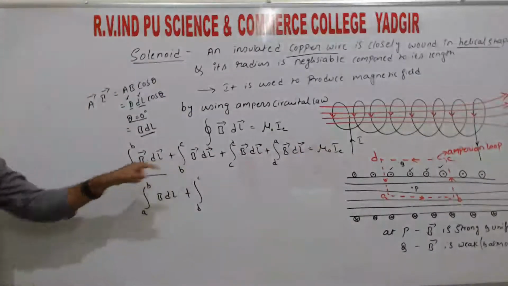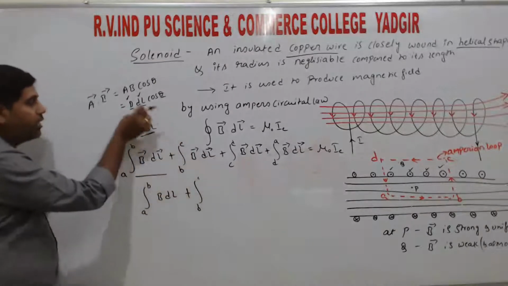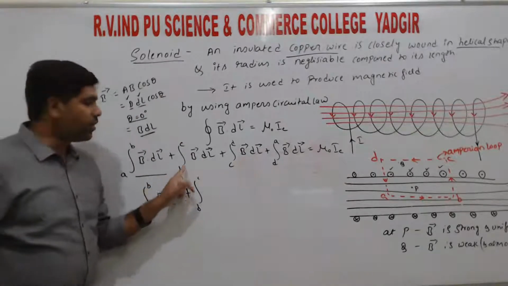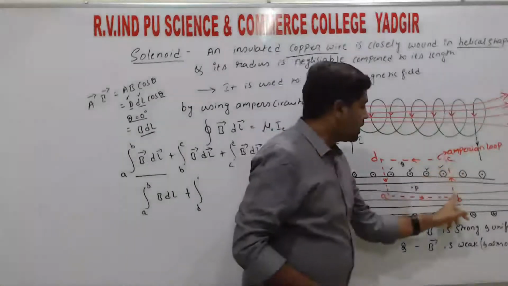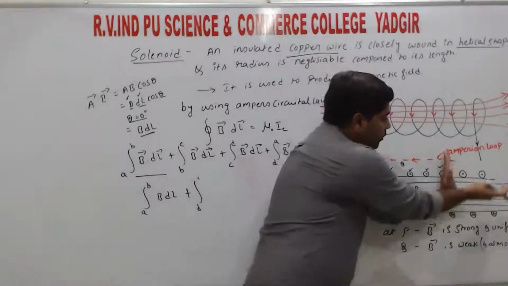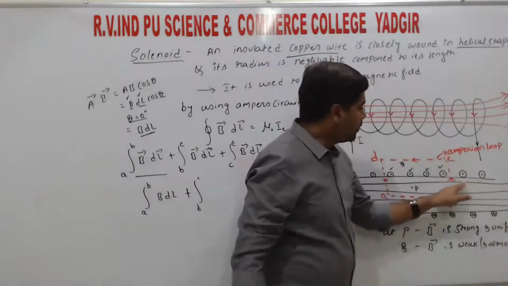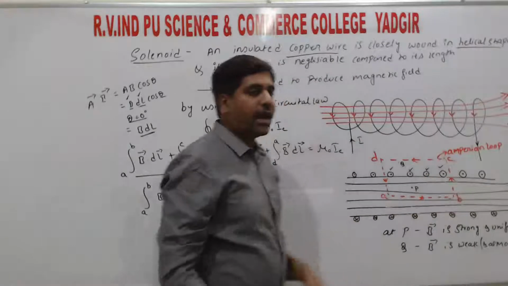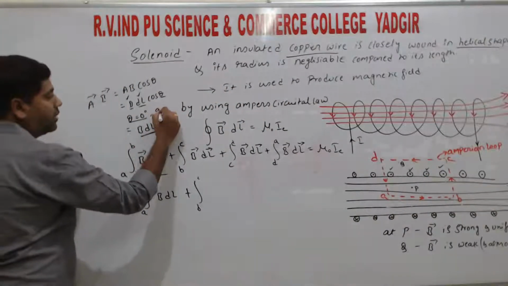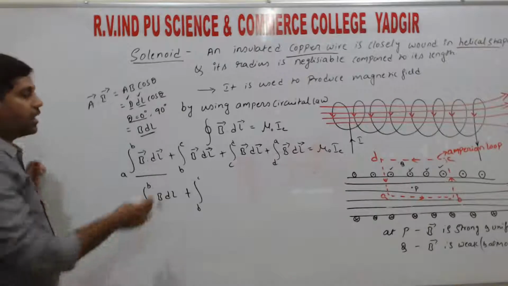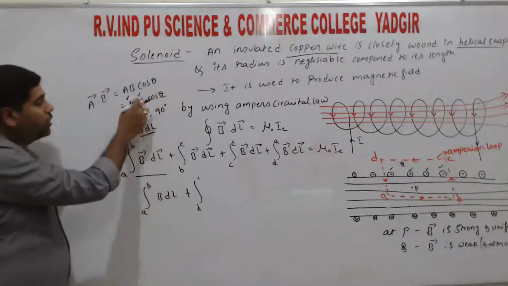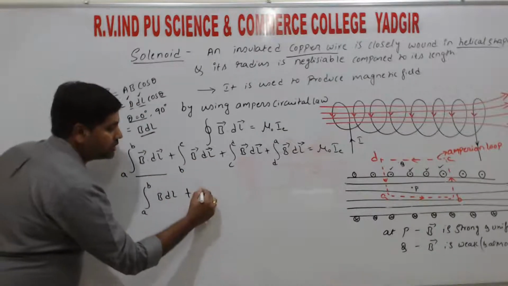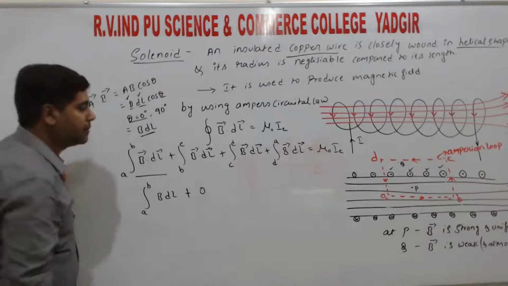So again by the same relation, magnetic field into current element, we have the formula B dl cos theta. In the second case, the limit starts from B to C. This current element is perpendicular to the magnetic field, so the angle between the current element and the magnetic field is 90 degrees, right? So cos 90 is 0. So 0 into B dl is 0, so this whole term we can write as 0.